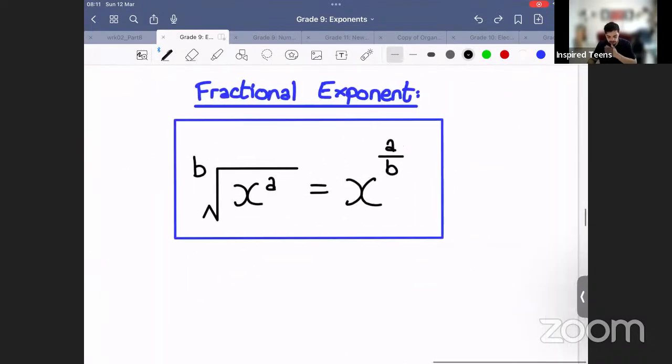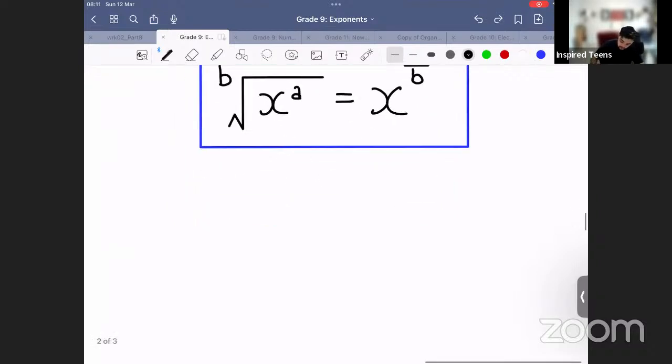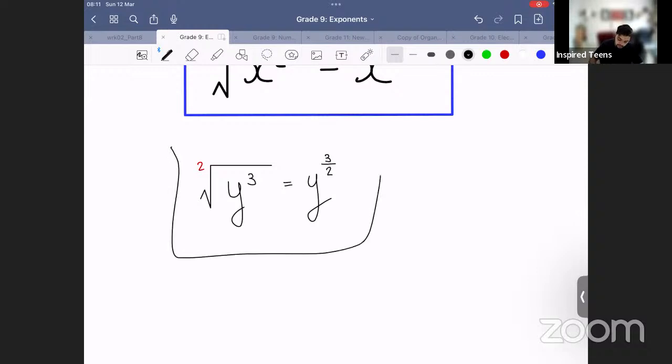Let's talk about the fractional exponent. Basically, the rule is as it states. Whenever you have a square root or a cube root, whatever root, let's just say we have y cubed inside of a square root. Whenever there's no number on the outside of a surd, we always just assume that it's a 2. The exponent inside of the surd becomes the numerator of the exponent of our new base, and then the number outside becomes the denominator. So this can be simplified to y to the power of 3 over 2.